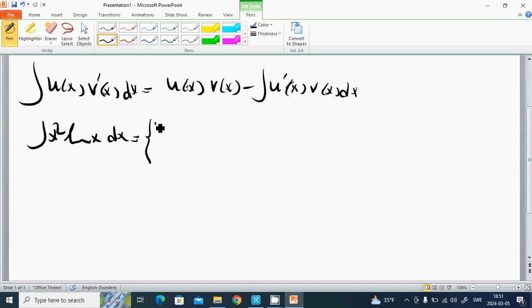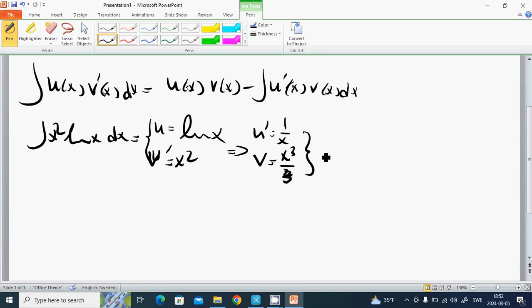Then we are going to put u equals ln x and v' equals x^2. Then u' is 1 divided by x and v is x^3 over 3. Then here uv is x^3 over 3 times ln x minus the integral of u' multiplied by v, which is x^2 over 3, dx.